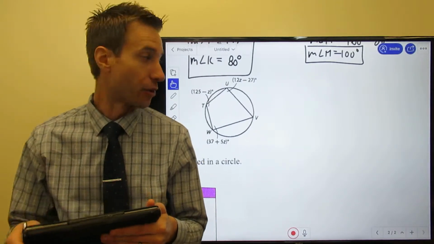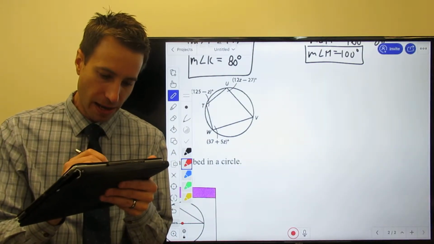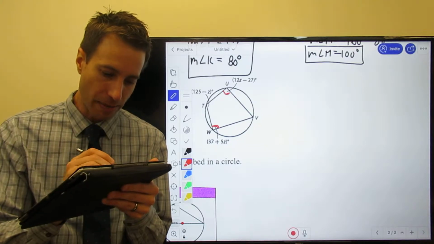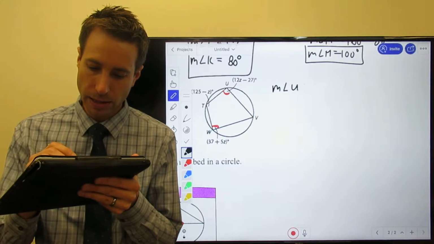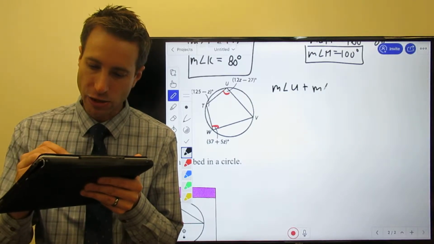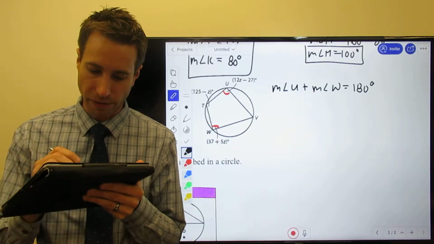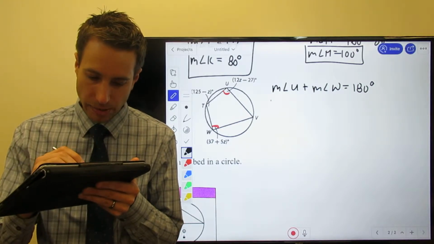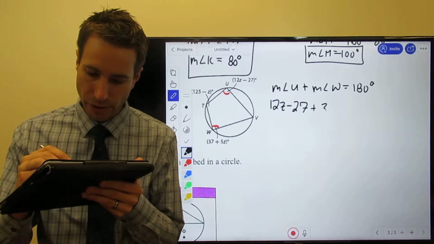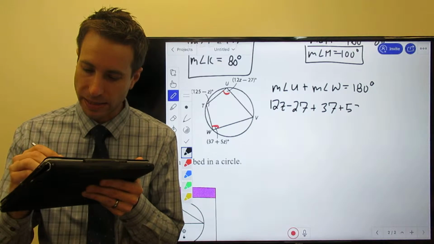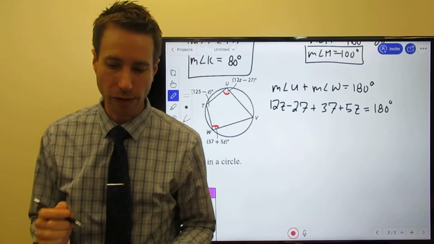Here we go. Let's do another one. Again, what are the two angles I know something about? Sure enough, I know something about W, and I know something about U. So the inscribed quadrilateral theorem, here's the geometry: the measure of angle U plus the measure of angle W is 180. The rest of it is all algebra from here. U is going to be 12z minus 27 plus 37 plus 5z. Combine like terms, and then we will solve for z.